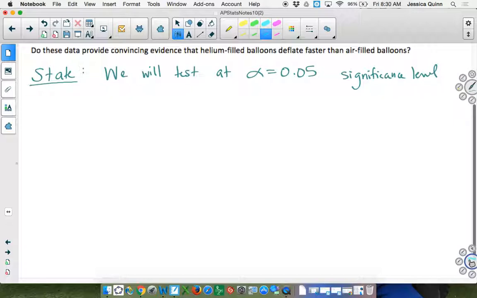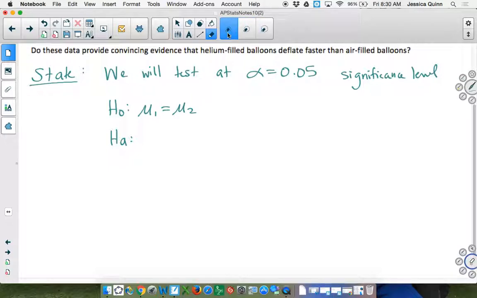Okay, so my null hypothesis is going to be what? Mu1 equals mu2. Okay? Do we want to use 1 and 2? I mean, we totally can. How about we use H and A? Because I just get confused. Mu H and mu A.